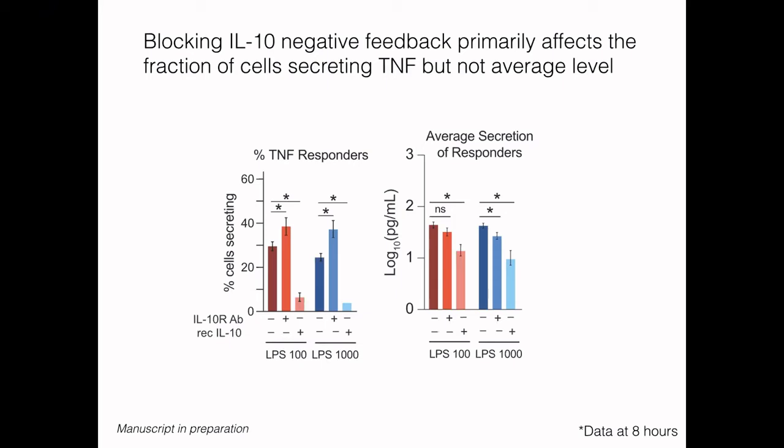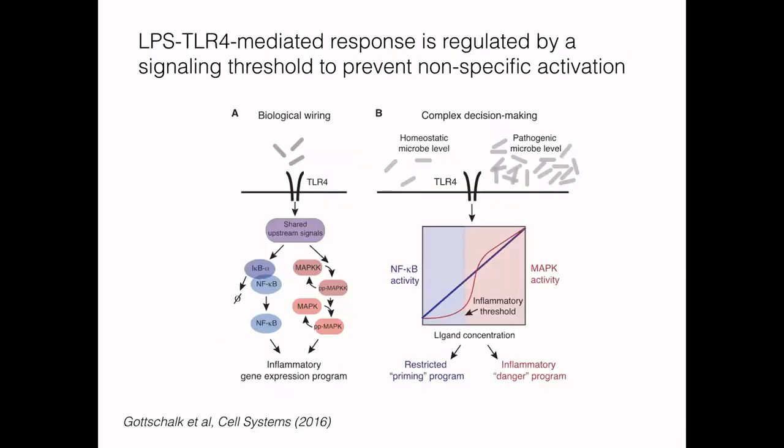So why did we think this is important? Well, a couple years ago, actually, there was a really beautiful paper from Ron Germain's lab by Rachel Gottschalk, showing that the LPS TLR4 mediated response has a strong threshold component. So one of the things that's always been kind of a mystery is that macrophages need to discern between homeostatic levels of microbes and pathogenic levels. And so one could ask, how did they discern that? And this paper shows that in some ways it's dose, and that there's a strong threshold that's imposed by MAP kinase activity. And you can see this in the data where you see sort of a strong dose response.